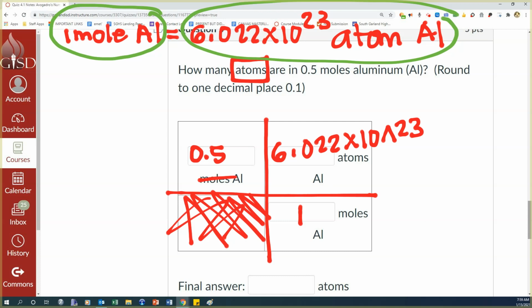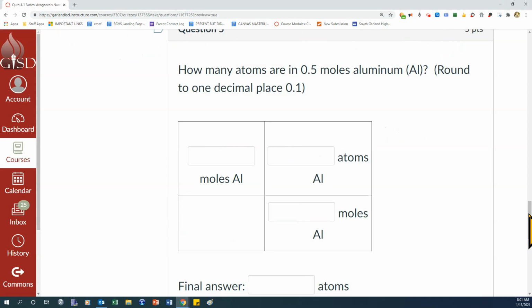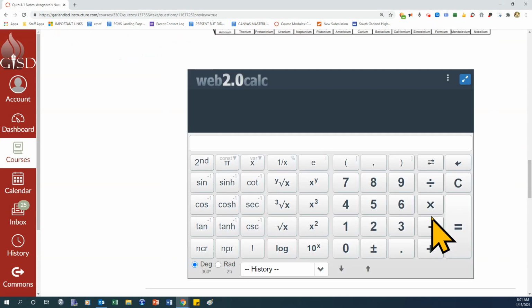And this is where it gets crazy now. Ready? And now we have to multiply everything at the top. So y'all look, I have to multiply 0.5 by 6.022 times 10 to the 23rd power. How do you put that in the calculator? All right, y'all focus. Here we go. Let's go up to the calculator. You see this calculator right here? So we need to put in 0.5.